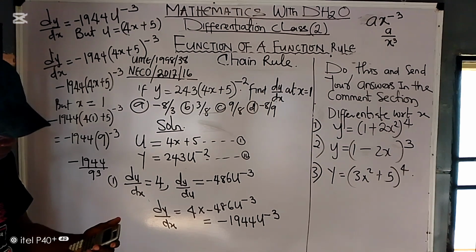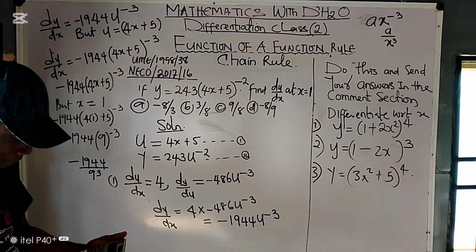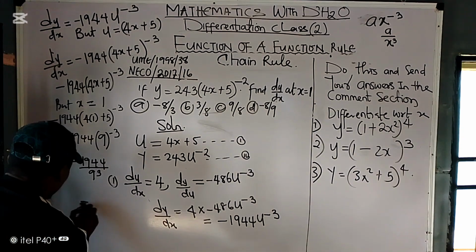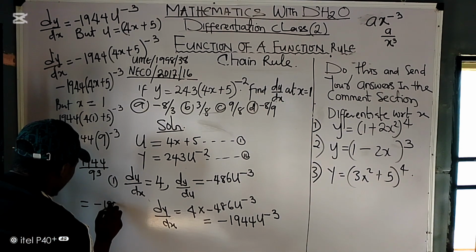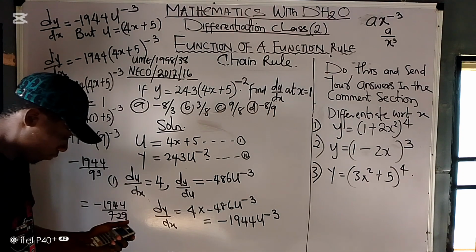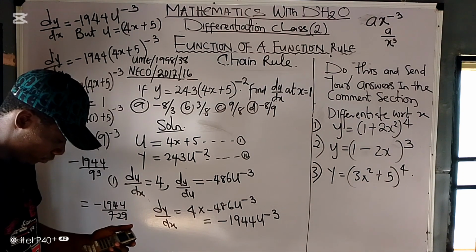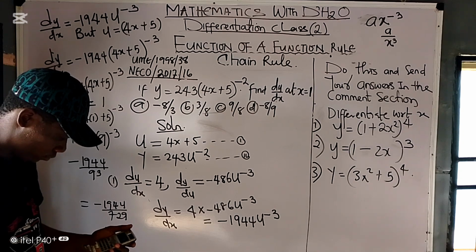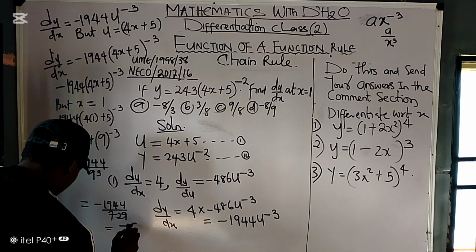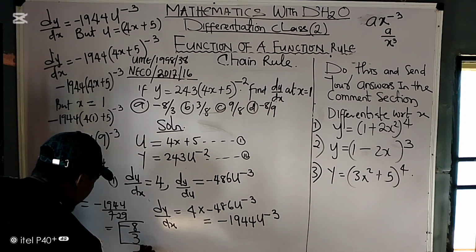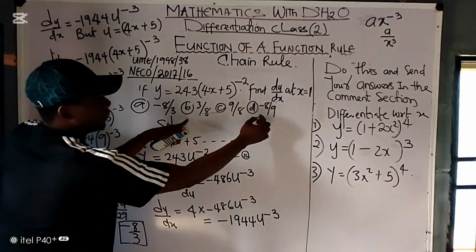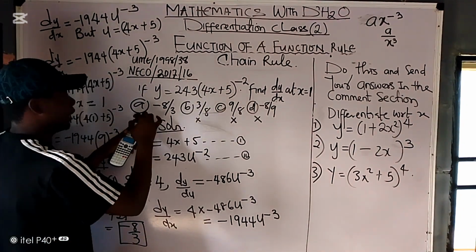3. So what's 9 raised to the power of 3? 9 raised to the power of 3 means 9 times 9 times 9. You have 729. So that will give us minus 1944 over 729. Let's divide it quickly. That will simply give us minus 8 over 3. This is the answer to the question, minus 8 over 3. So the answer is not this, it's not this, it's not this. The answer is what? A.